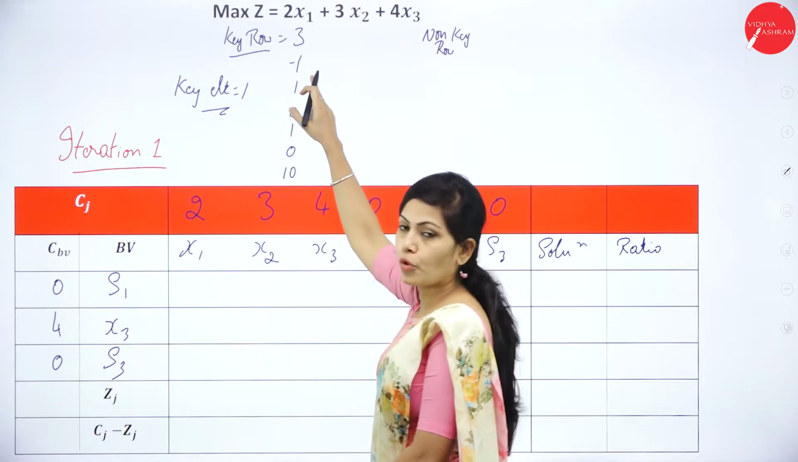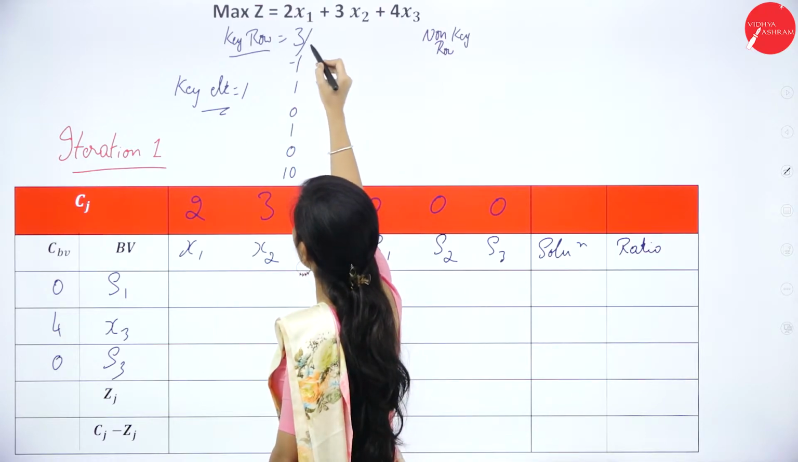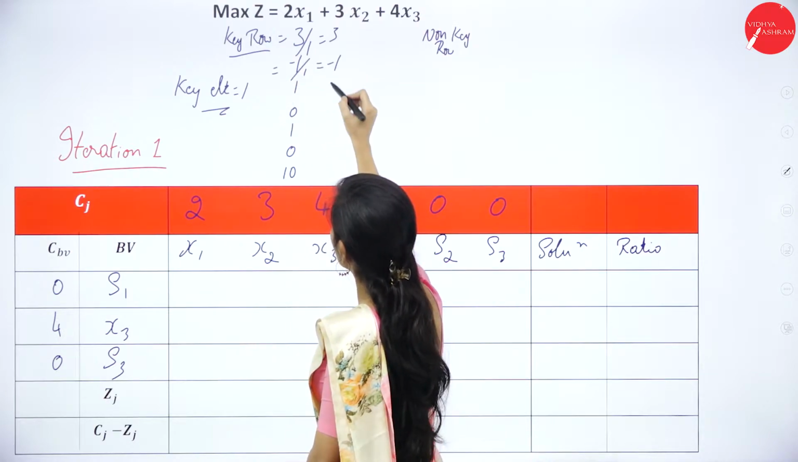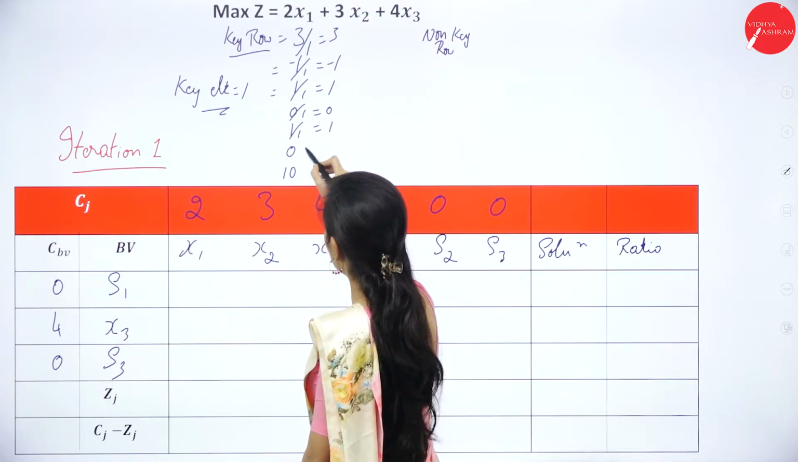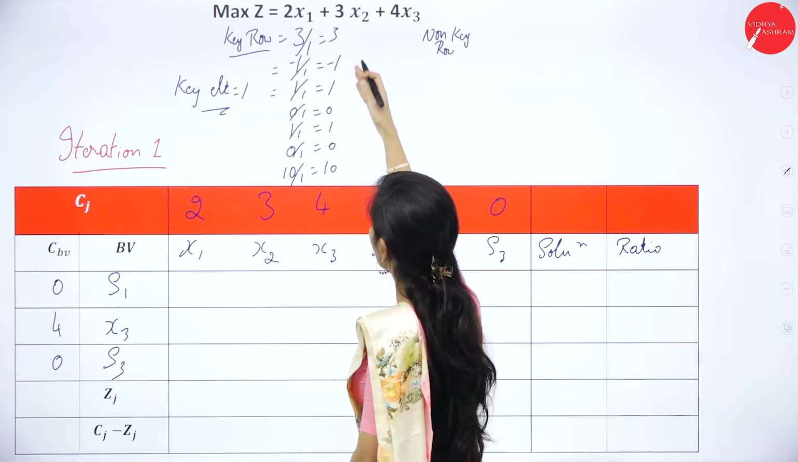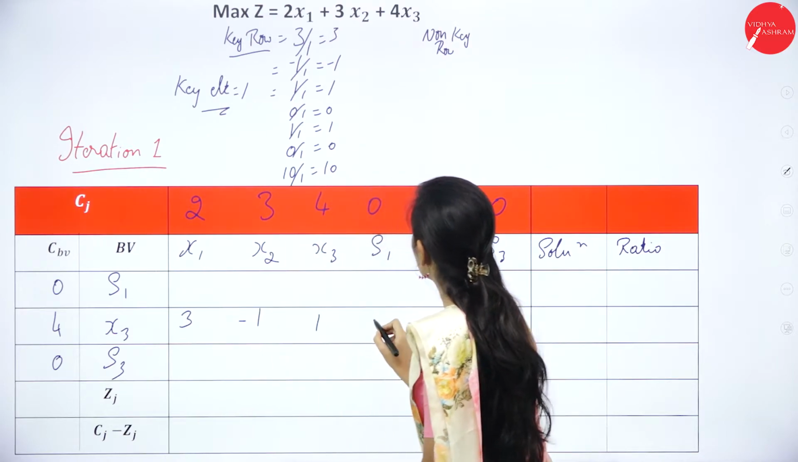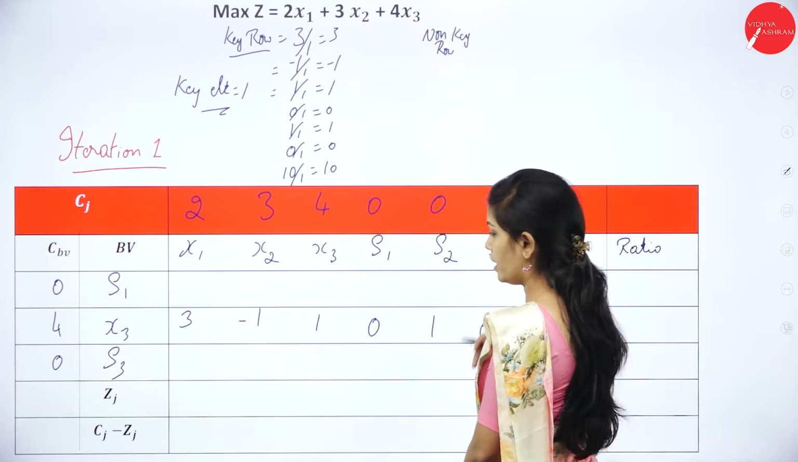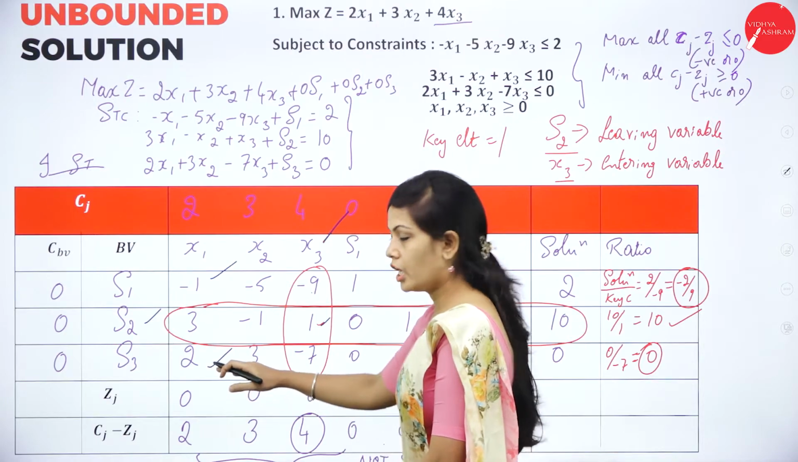Using key element and old value, you can find the new value. What is the formula for finding the key row? Key row is equal to old value divided by key element. So 3 by 1 is 3, minus 1 by 1 is minus 1, 1 by 1 is 1, 0 by 1 is 0, 1 by 1 is 1, 0 by 1 is 0, and 10 by 1 is equal to 10. Now you can find the new value in place of x3: 3, minus 1, 1, 0, 1, 0 and 10. Here I got the new value and I have two more rows. These are non-key rows.